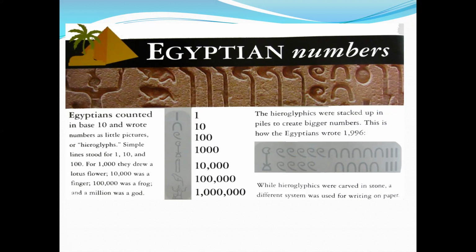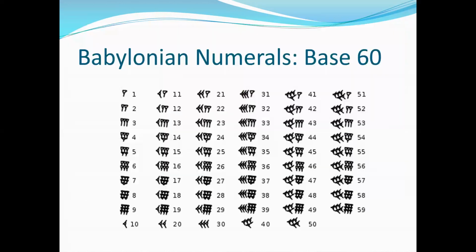How many 1,000s do we have? We have 1, so we have one symbol for 1,000. For the hundreds, how many do we have? We have 9, so we have 9 symbols for 100. For the tens, how many? We have 9, so we have 9 here. And for the ones, how many? 6, so we have 6. So this is the representation of 1,996 in ancient Egypt. And this is the complete list of the Babylonian numerical symbols in base 60.